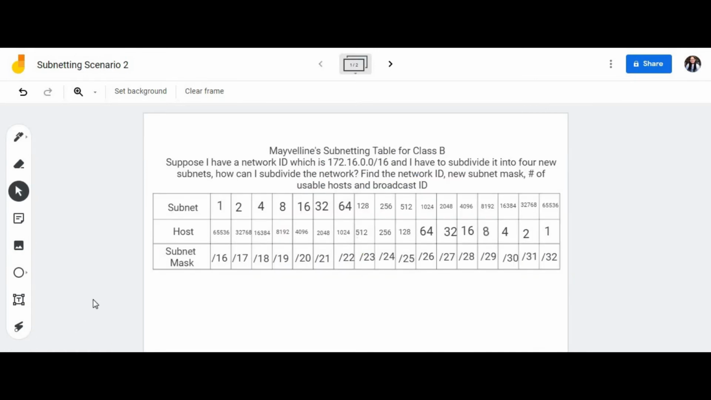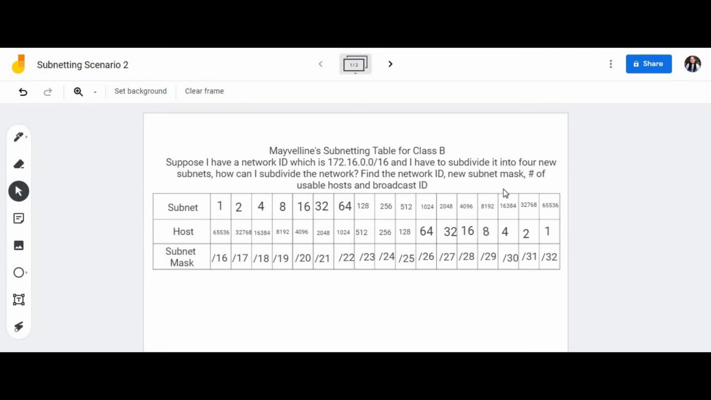Hello everyone, so we are now done with scenario 1 and we are now dealing with subnetting scenario 2. And this time, we are going to discuss the subnetting table for class B. So we have another scenario. Suppose I have a network ID which is 172.16.0.0/16 and I have to subdivide it into 4 new subnets. How can I subdivide the network? Find the network ID, new subnet mask, number of usable hosts, and broadcast ID.